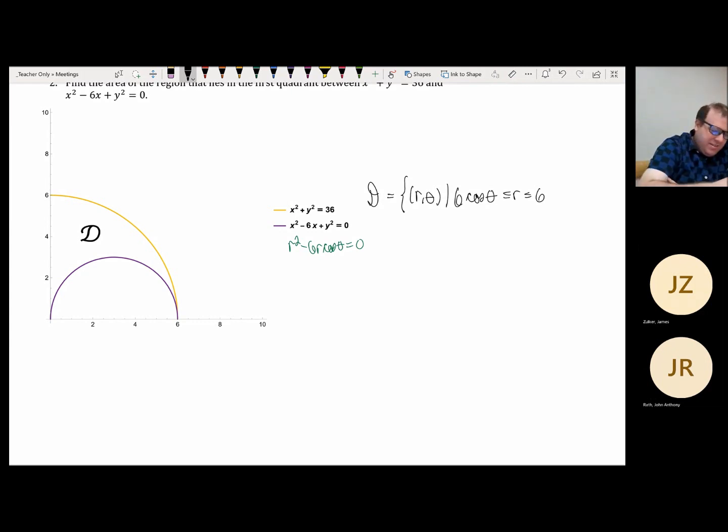Right, but r has to lie somewhere on this purple line at the smallest, right? Because we're in between.